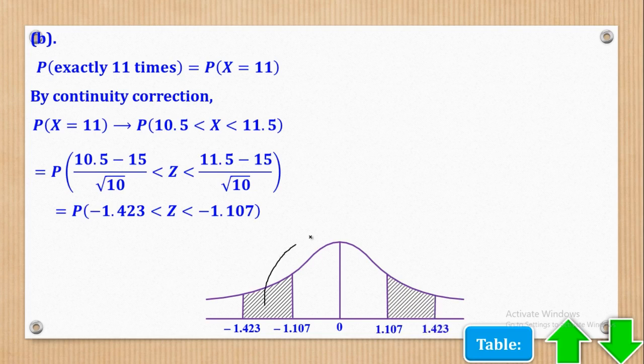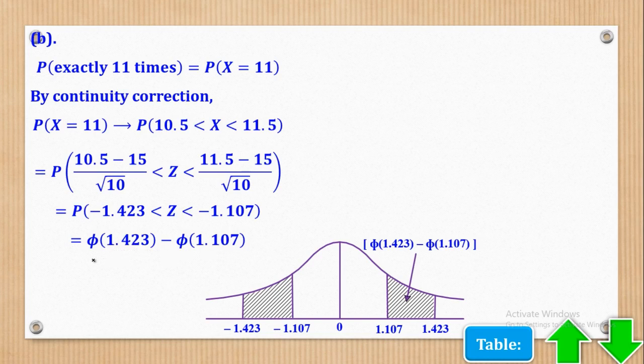So this area and this area is the same by symmetry. What does that mean? It means that this shaded part is equal to phi of 1.423 minus phi of 1.107. Therefore, come and state that this probability is equal to phi of 1.423 minus phi of 1.107.